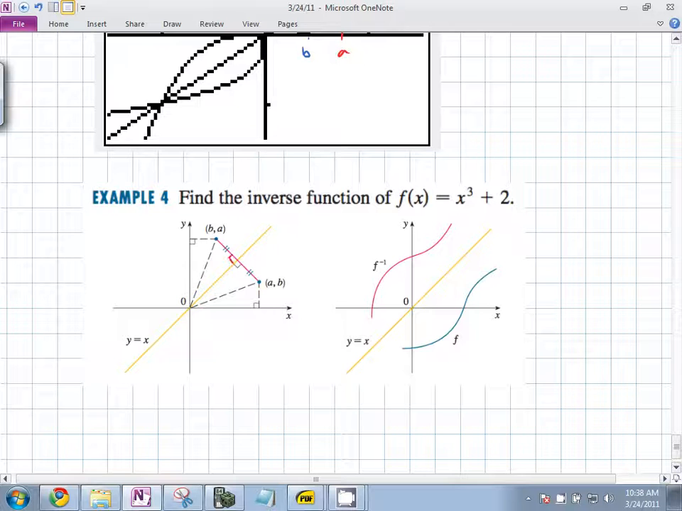It's a reflection over y equals x. So what can you actually do to find the inverse? You could take your piece of paper and fold it over y equals x. You could, with your pencil, get the outline of it. It's a reflection over the line y equals x.